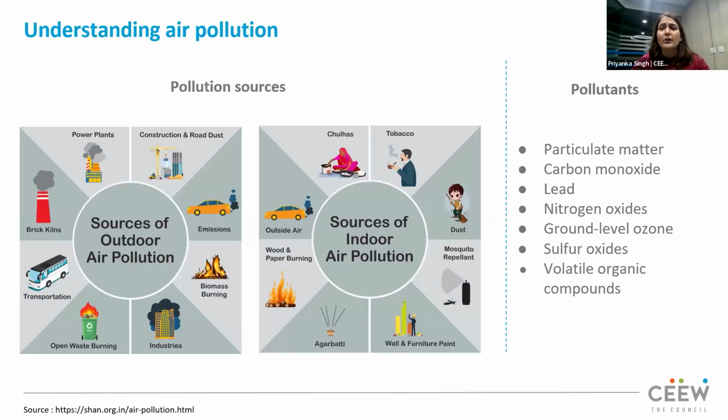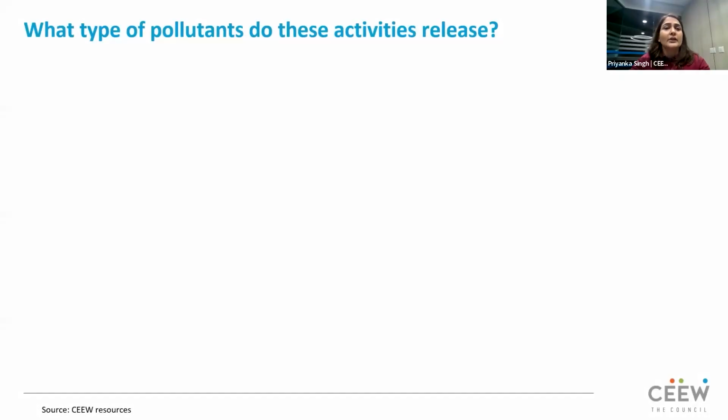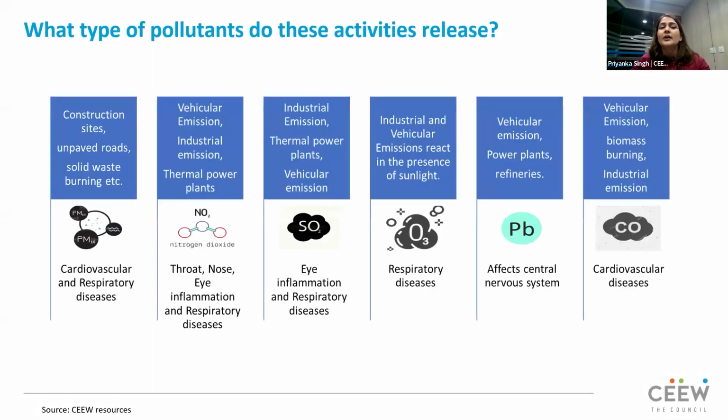Moving on to what kind of impact they have on human beings. We mentioned sources, we also mentioned pollutants. Now what do they cause? The sources, like construction sites, unpaved roads, and solid waste burning, generate PM 2.5 and PM 10, which get into our lungs and cause respiratory and cardiovascular diseases.